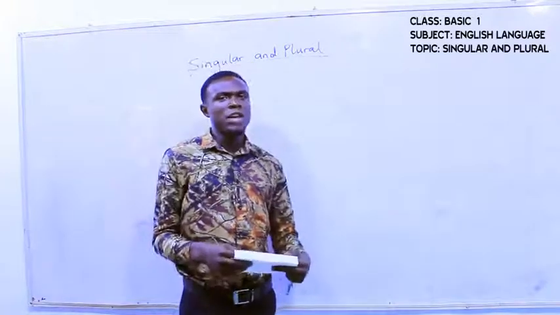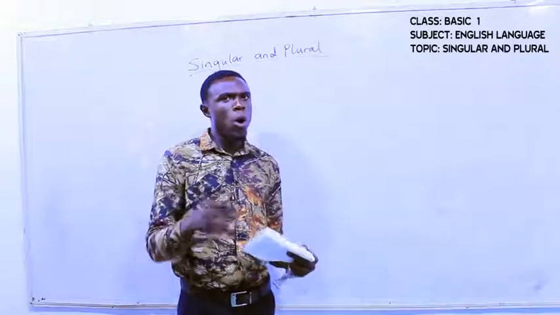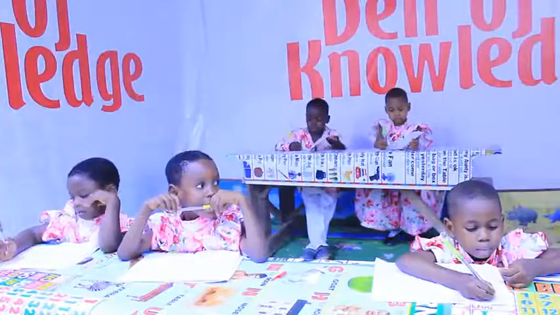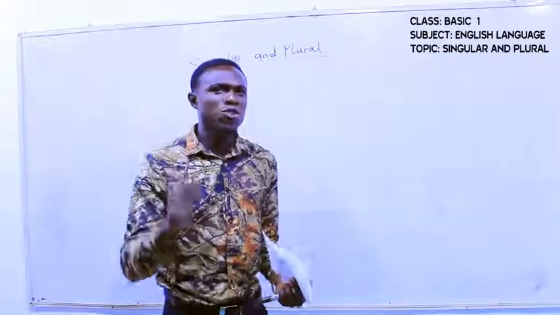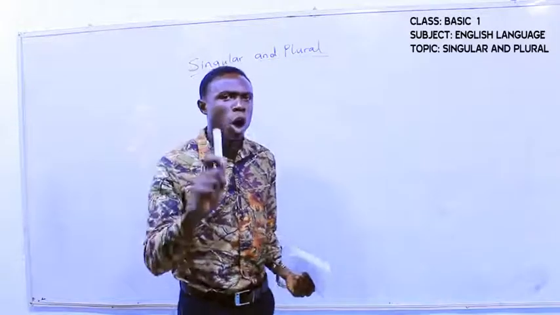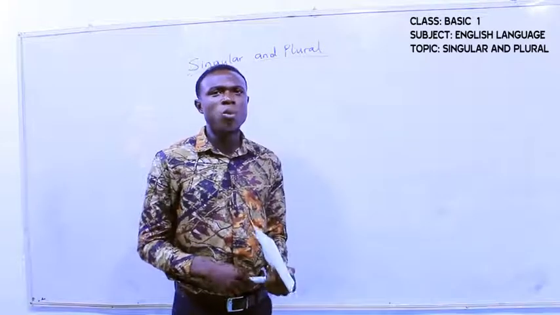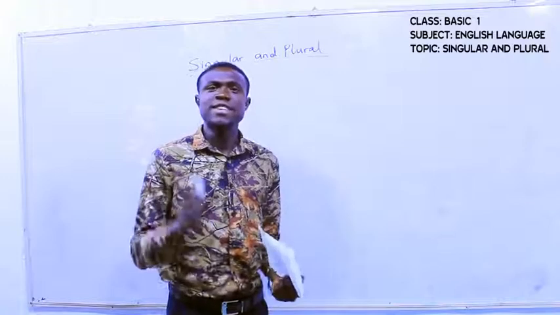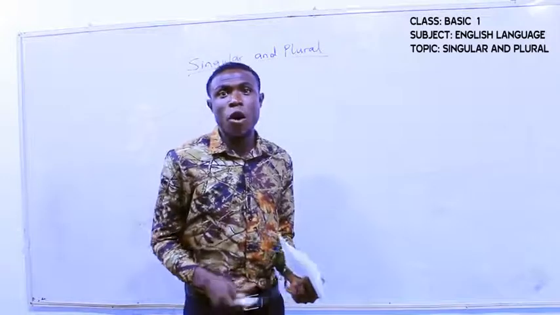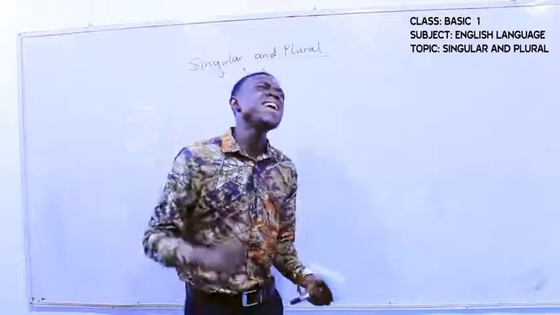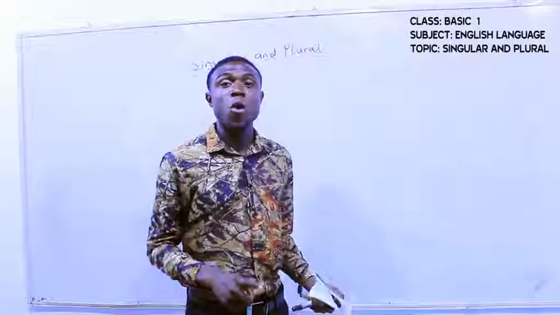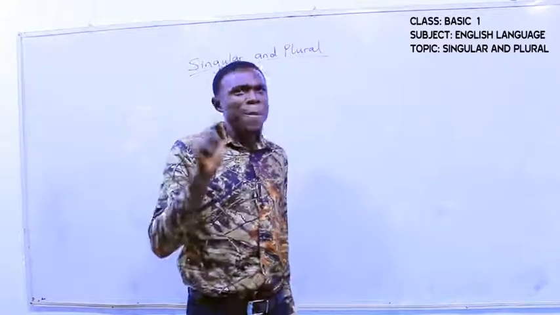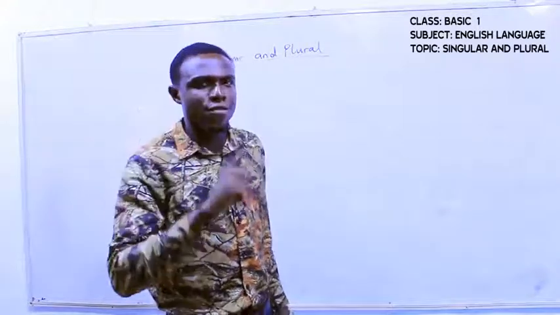If you look at what you are holding, you see that you are holding a pen. That pen you are holding is what? One. And we call it what? Singular. Yes, it is singular because it is what? One. So anything that is one is what? Singular.